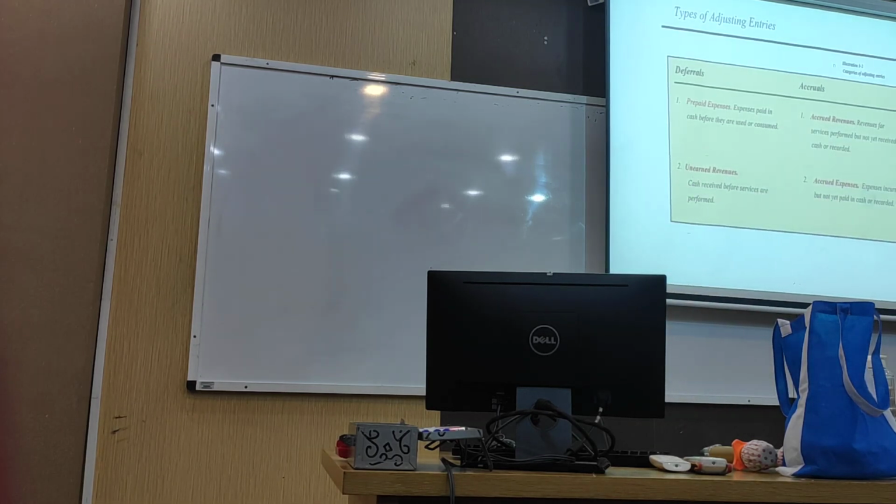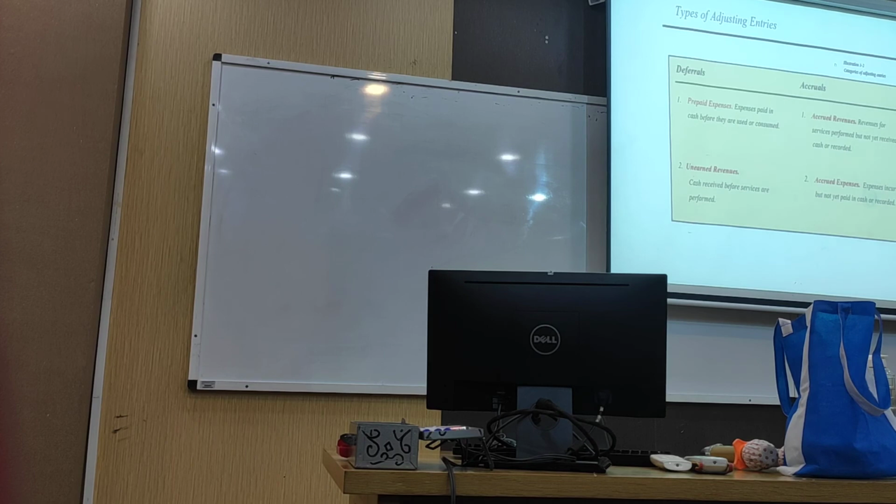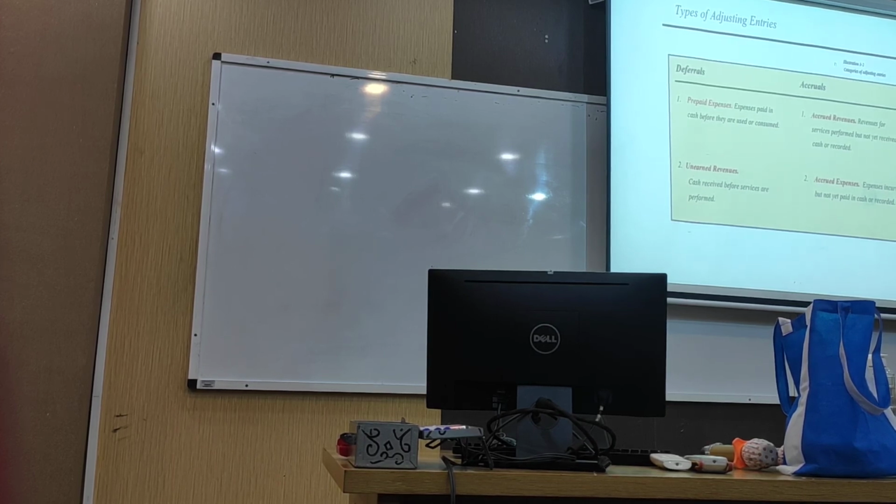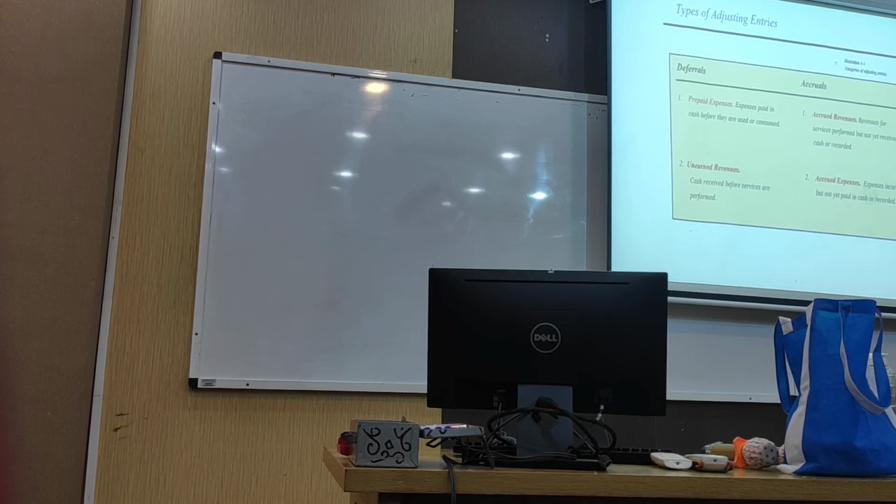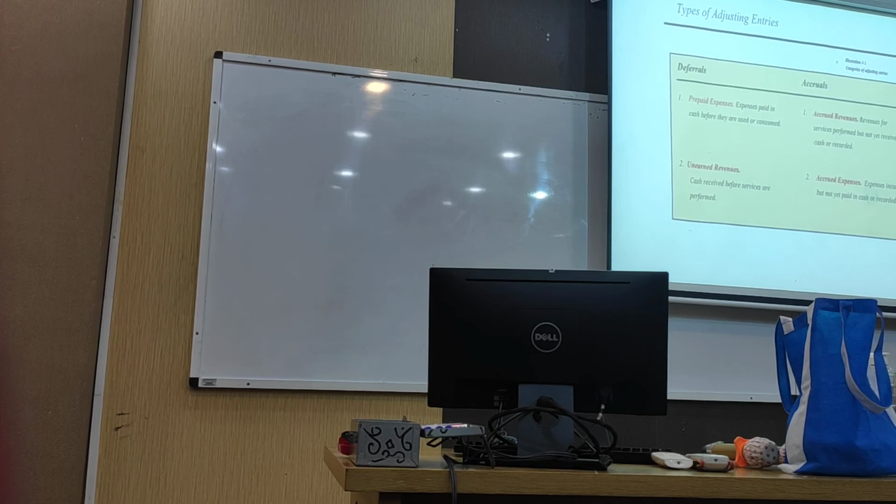So please pay attention to the board. Adjusting entry, we got 2 types. We got deferral and we have accrual. And we have 2 types under deferral and 2 types under accrual. One we call prepaid expense. The other one we call unearned revenue. And this one we call accrued expense and accrued revenue. You understand what I mean? So we have 2 types of adjusting entry.